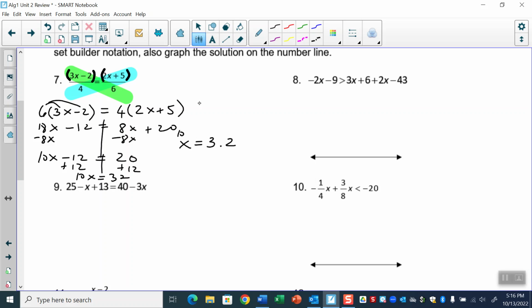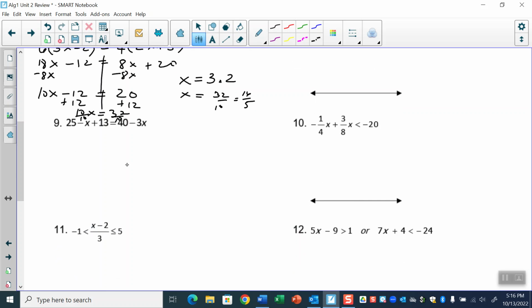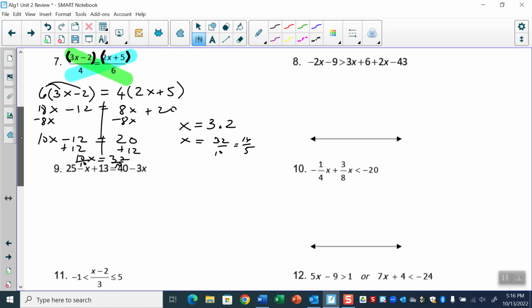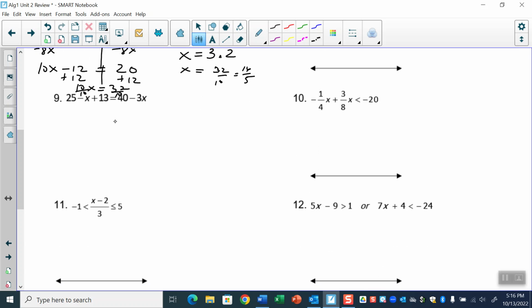I was going to rewrite that, but maybe I'll just squeeze it in there. Divide both sides by 10. And I get x equals 3.2. And actually, I've said all along no decimals, so we'll say x equals 32 over 10, and so that would be 16/5. Alrighty, so that was number 7. Now, number 9, I'm going to erase here because I've kind of made a mess of that.